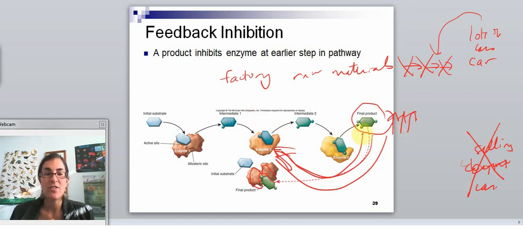So, I'm sure that factory managers would love to do it this way too, but the cell is so efficient at determining how much product it should make. So again, feedback inhibition is when the product directly goes back and tells the pathway to slow down because there's too much product.